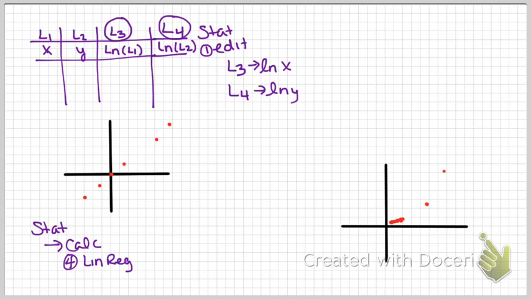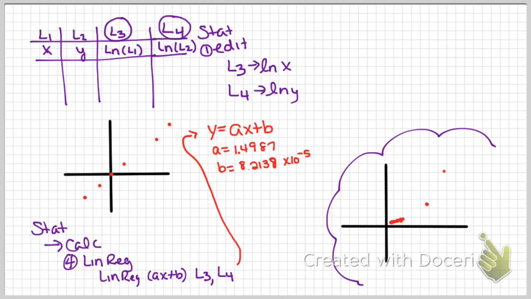If not, you're going to have something that's going to say like lin reg and it'll say like ax plus b. You have to tell it that your x's are in L3, so type in L3, comma, which is above the 7 button, and your y's are in L4. So go ahead and do that, and let's see what equation we can come up with.